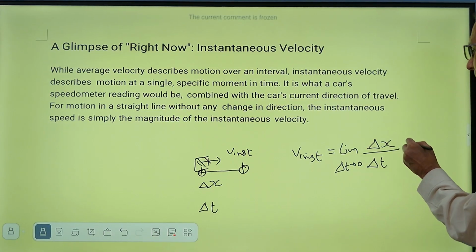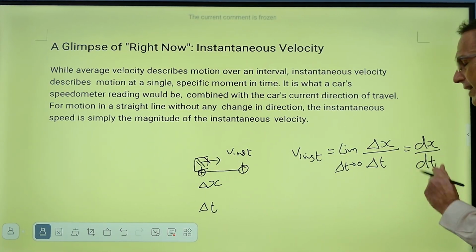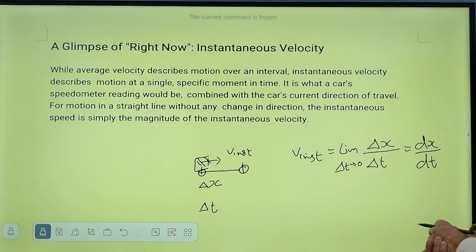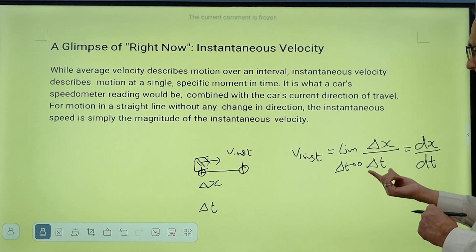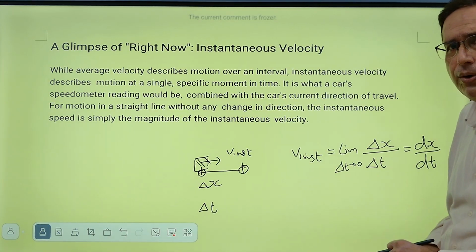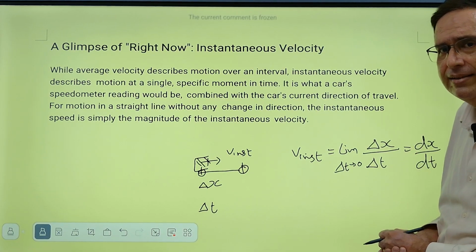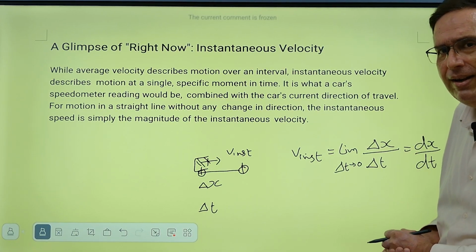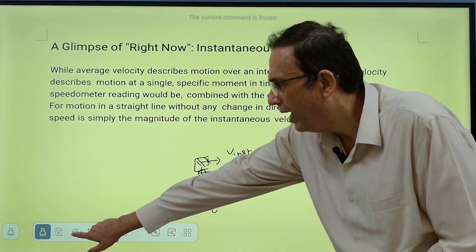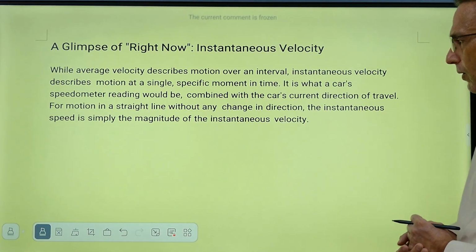And that is also written as dx by dt. So it's the derivative of the position with respect to time. So dx by dt is basically delta x by delta t with the limit delta t tending towards 0. So this is your first introduction to derivatives. dx by dt is the derivative of x with respect to time. We will discuss all that later on in other chapters also, because these definitions are very important there also.